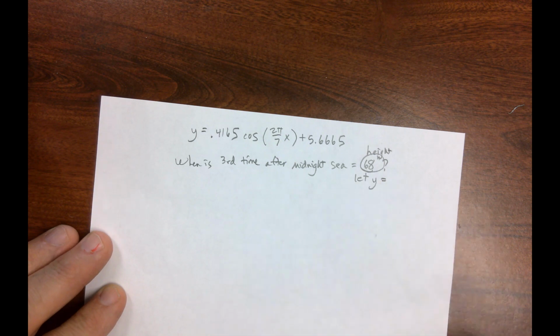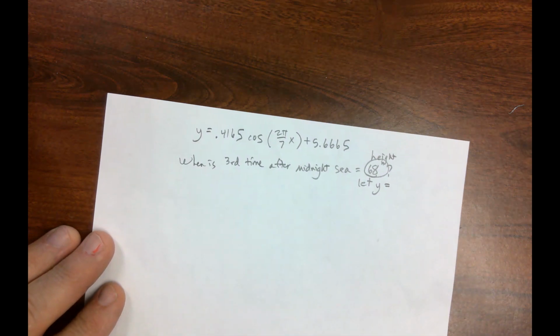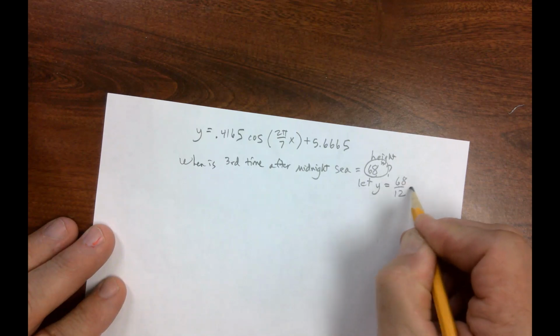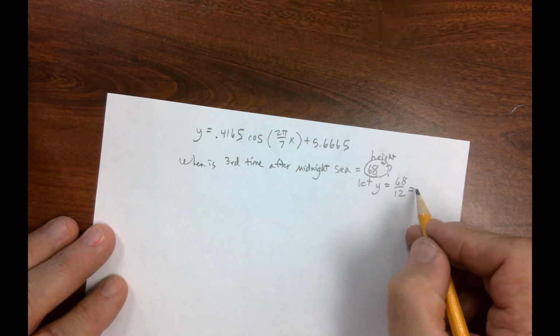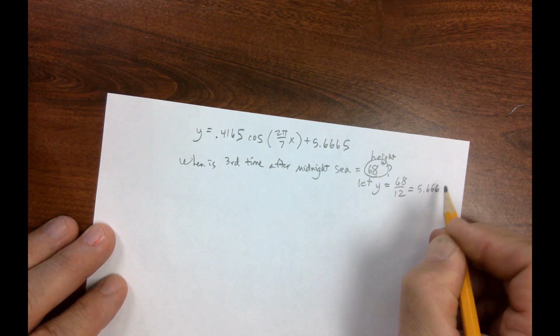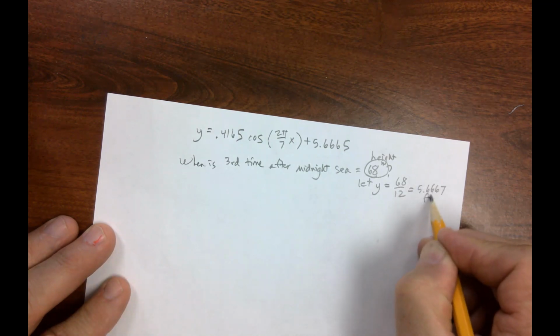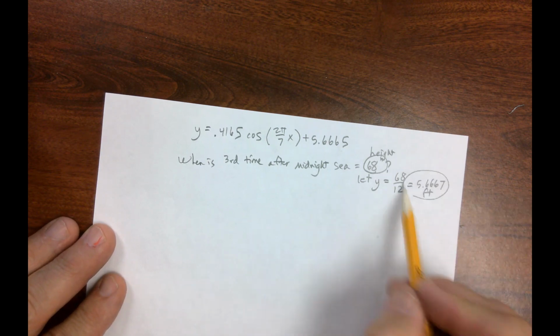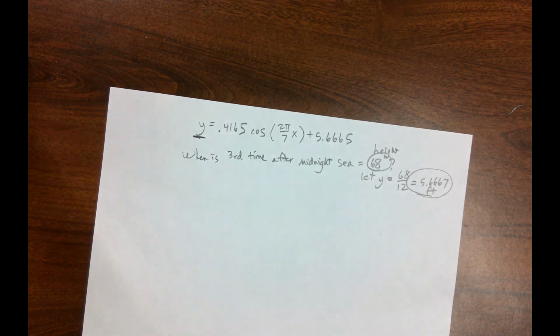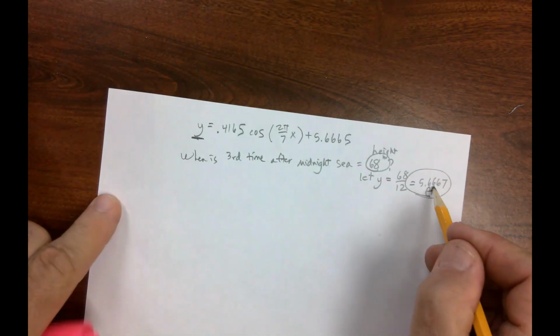Now we're not in terms of inches. We're always in terms of feet. So we're going to go 68 divided by 12. And that is 5.666, like 7 feet. So we're going to take this value and we're going to put it right here. Now what I want you to do for just a second is I'm going to put that in there.